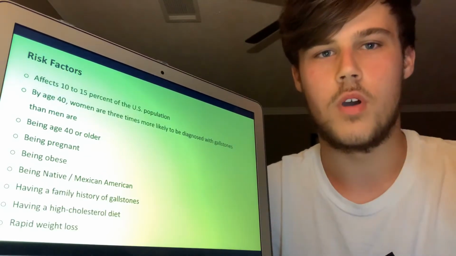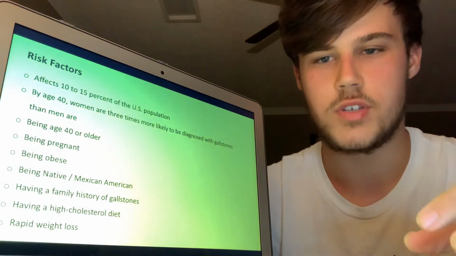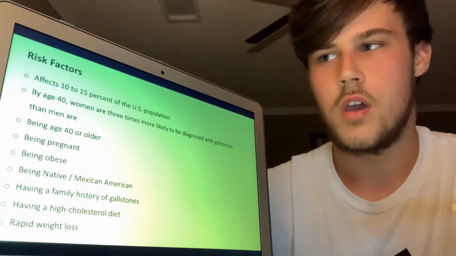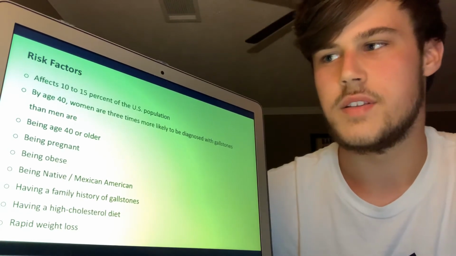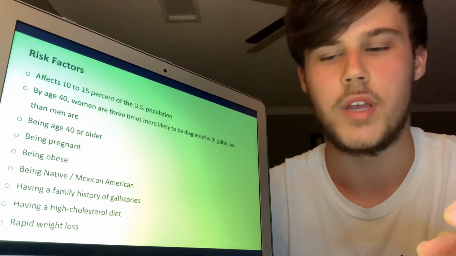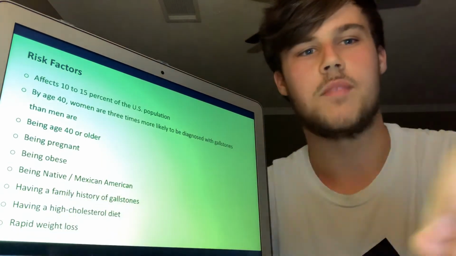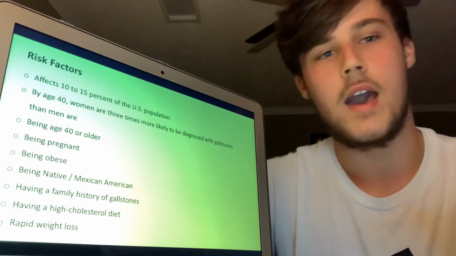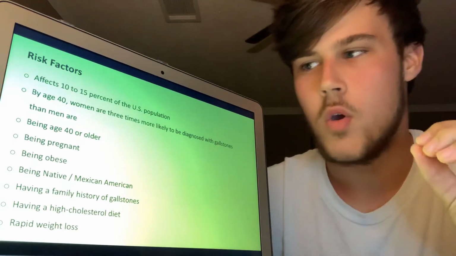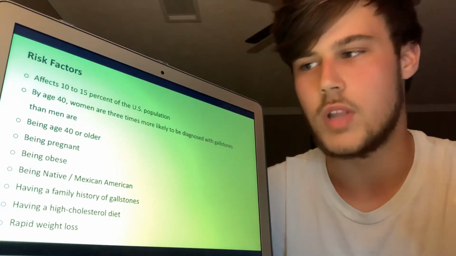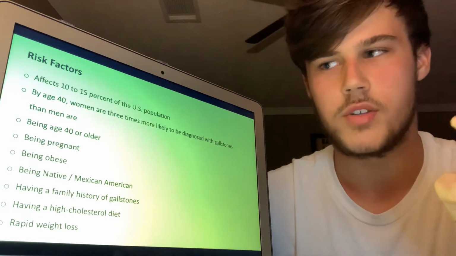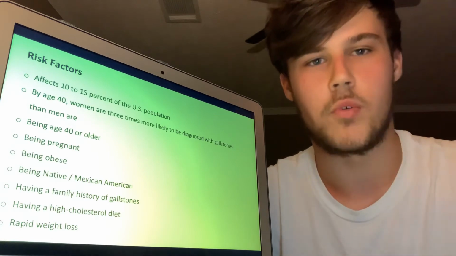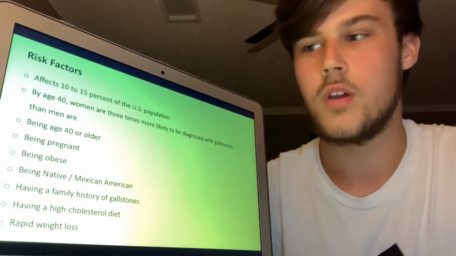All right, so the common risk factors of getting gallstones. It affects 10 to 15% of the U.S. population, and I read somewhere that that's about 20 to 25 million people. By age 40, women are 3 times more likely to be diagnosed with gallstones than men are. It's more common in women in general, but by that age it is 3 times more.